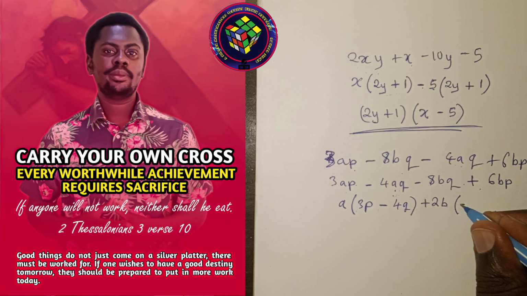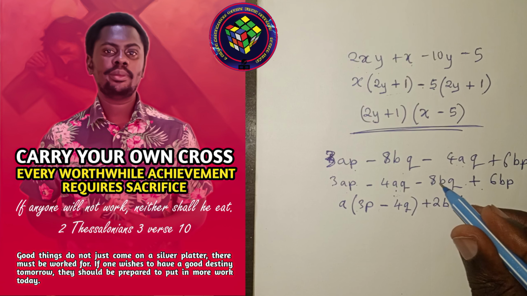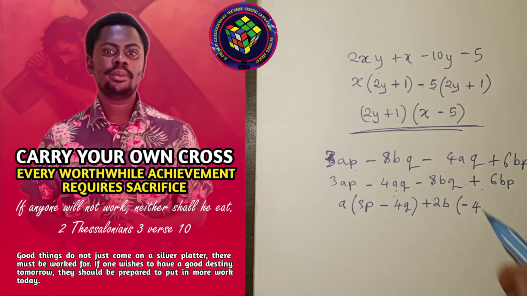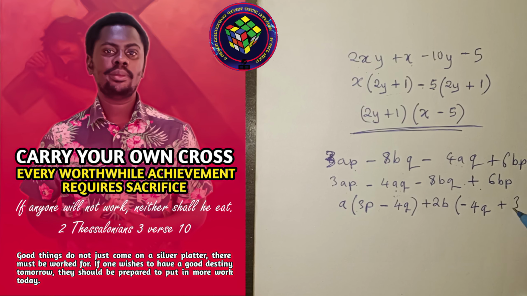So we have negative. Then 2 in 8 is 4. B and B will cancel, so we remain with Q. So that is minus 4Q. Then positive divided by positive is positive. 2 in 6 is 3. B and B will cancel. Then we remain with what? P.